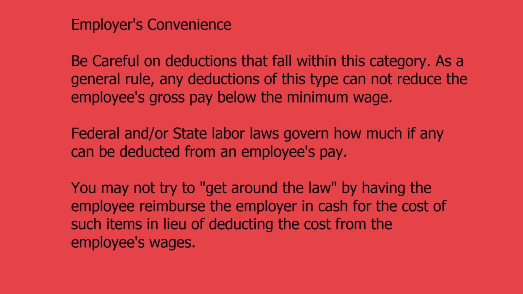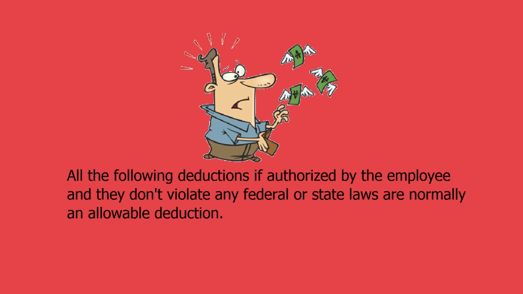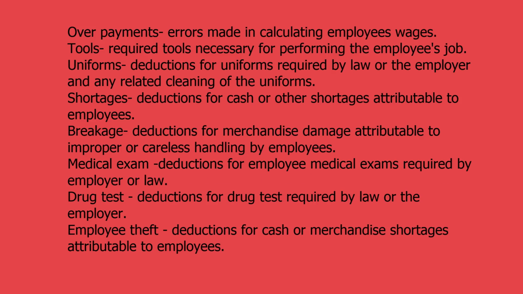You may not try to get around the law by having the employee reimburse the employer in cash for the cost of such items in lieu of deducting the cost from the employee's wages. All the following deductions, if authorized by the employee and they don't violate any federal or state laws, are normally an allowable deduction. Overpayments: errors made in calculating employees' wages. Tools required: tools necessary for performing the employee's job. Uniforms: deductions for uniforms required by law or the employer and any related cleaning of the uniforms. Shortages: deductions for cash or other shortages attributable to employees.